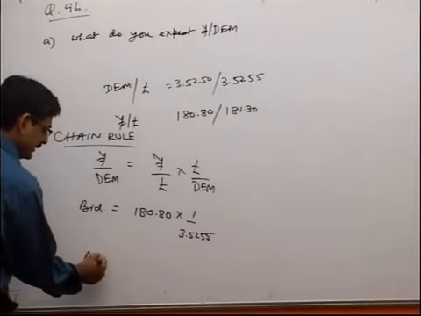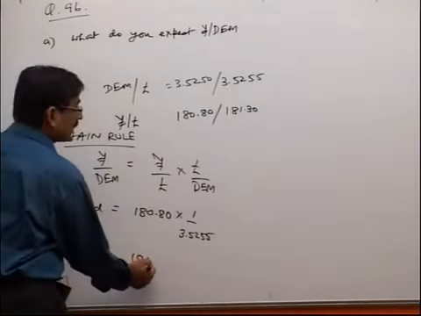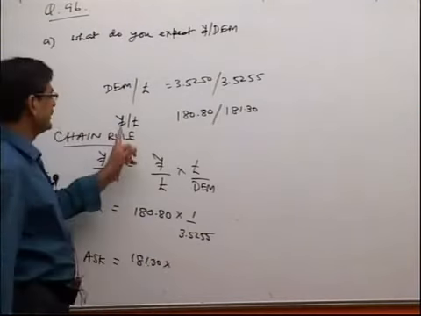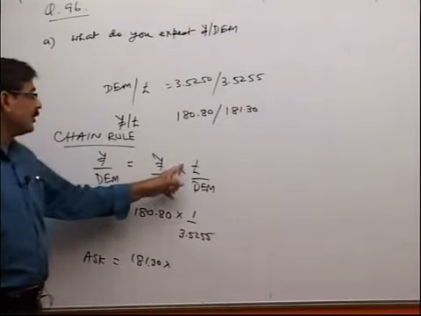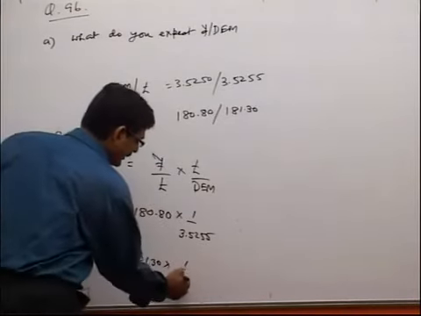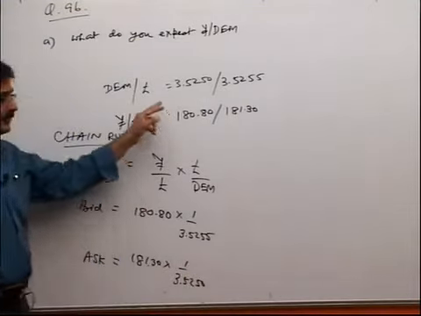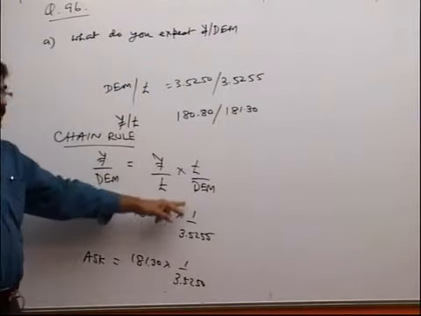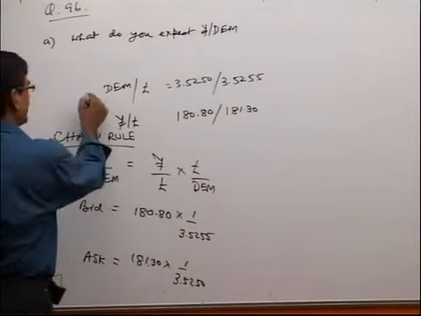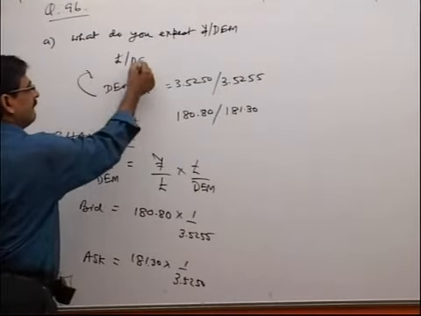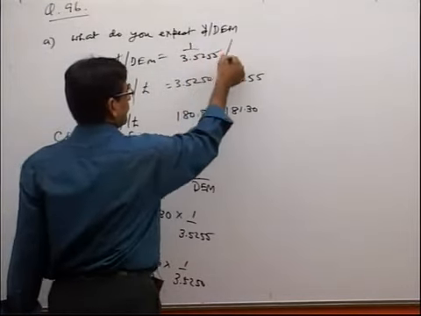And similarly, the ask rate will be ask into ask. This ask is given directly. Yen per pound ask is given directly. Then pound per dem, that will be 1 upon bid, because it is Dutch mark per pound. We need to convert in pound per dem. We need to convert into pound per dem, therefore we first have to invert. It is as good as saying pound per dem is equal to 1 upon 3.5255.